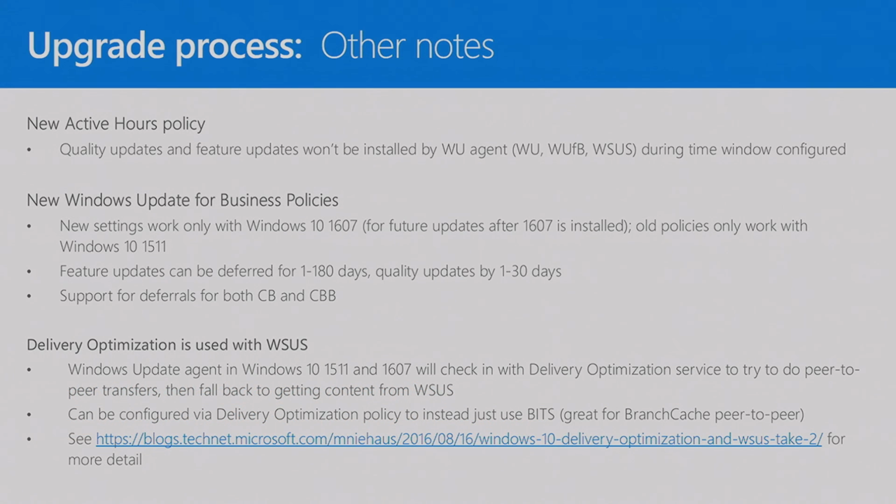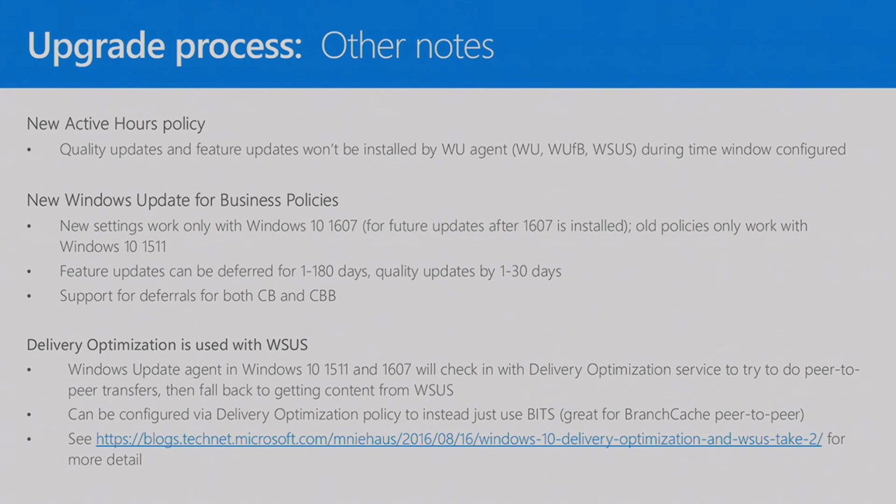So active hours, you can control when the PC reboots. There are new Windows Update for Business policies. These new Windows Update for Business policies allow you to specify delays for when the feature update should be installed, those 3.5 gig every 6 months or so, additional features to get added to Windows, as well as the monthly quality updates. You can specify to delay the installation of those for anywhere from 1 to 180 days, depending on the type of item. That's a change from Windows 10 1511.